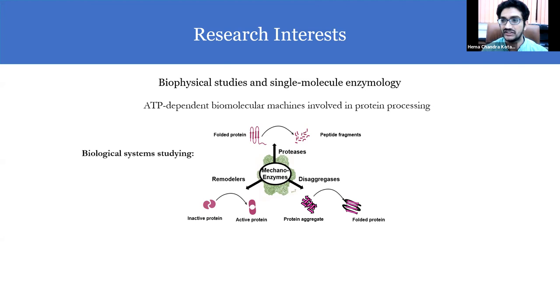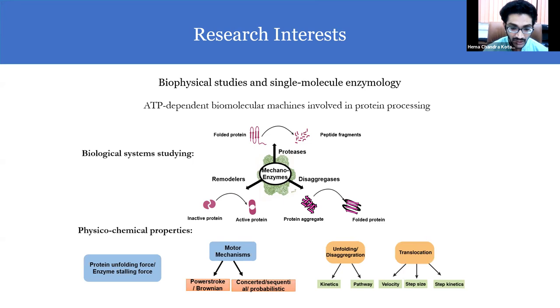In particular, there are specific properties that I am looking into. I am more into understanding the fundamental aspects of these mechanoenzymes. What are the forces that these enzymes apply on proteins? How much force can they survive before they deform their structures? Because these are all mostly molecular motors, what kind of motor mechanisms do they follow? Do they follow a power stroke motion, or concerted or sequential? So, what are the different motor mechanisms that they follow? In particular, I am mostly interested in two processes called unfolding and disaggregation.